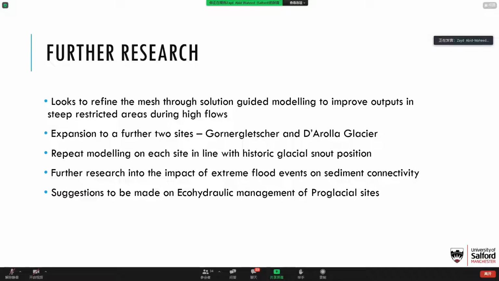To investigate how extreme events can affect this, and also how we can manage eco-hydraulically in line with hydraulic processes on these proglacial sites. And I hope I'm within time.